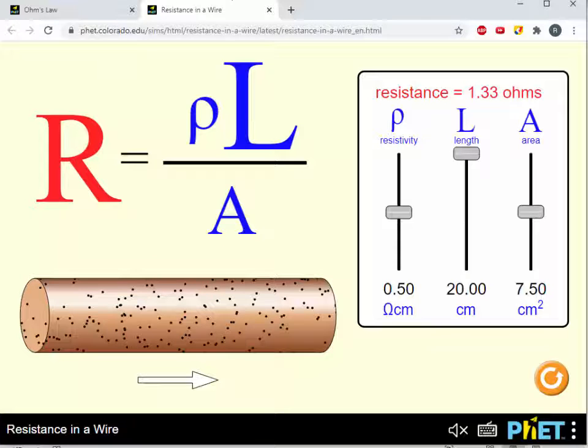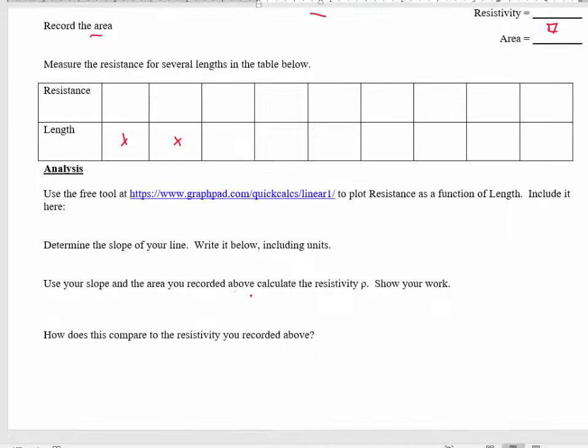So what we can then do is come back here and do this graphically. If I know that the resistance is the resistivity times the length divided by the area, and I put the resistance on the y-axis and the length on the x-axis, then there's a really good chance that the resistivity divided by the area is going to be the slope. So go ahead and calculate the resistivity using the slope.